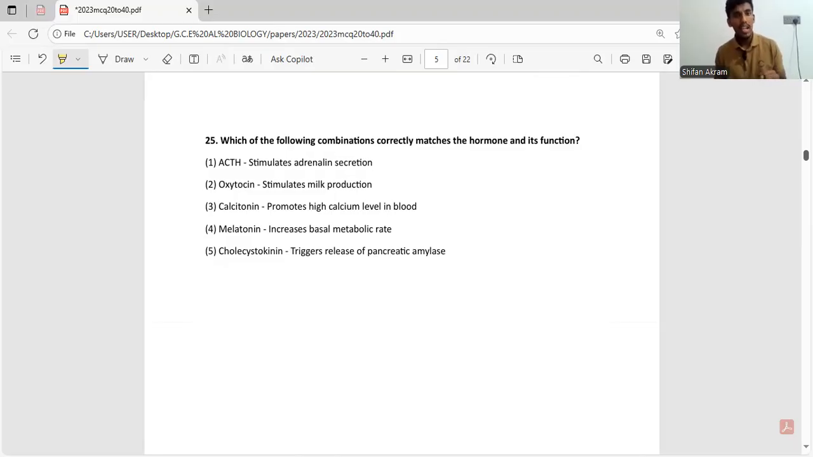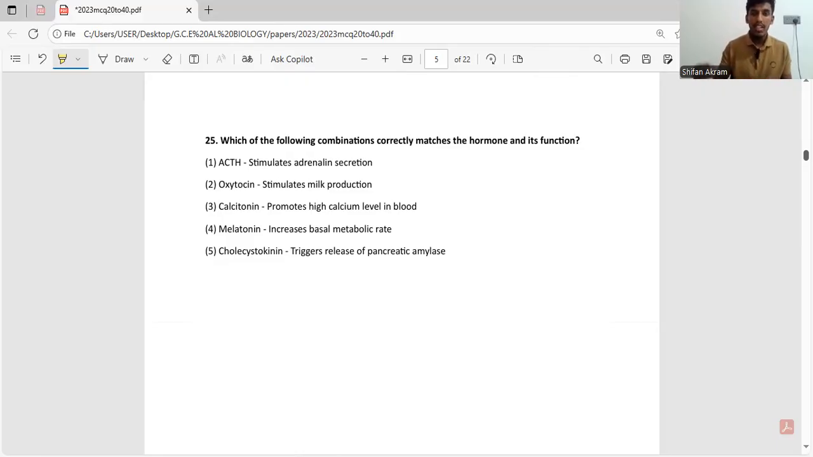And fourth one, we have melatonin. Melatonin increases the basal metabolic rate. Whenever it comes to basal metabolic rate, always remember it is the thyroid hormones, specifically thyroxine and triiodothyronine. Again, that statement is also wrong. But anyways, what is the function of melatonin? Melatonin usually controls the circadian and the diurnal rhythm. In other words, it controls the sleep and wake cycle. Always remember that.